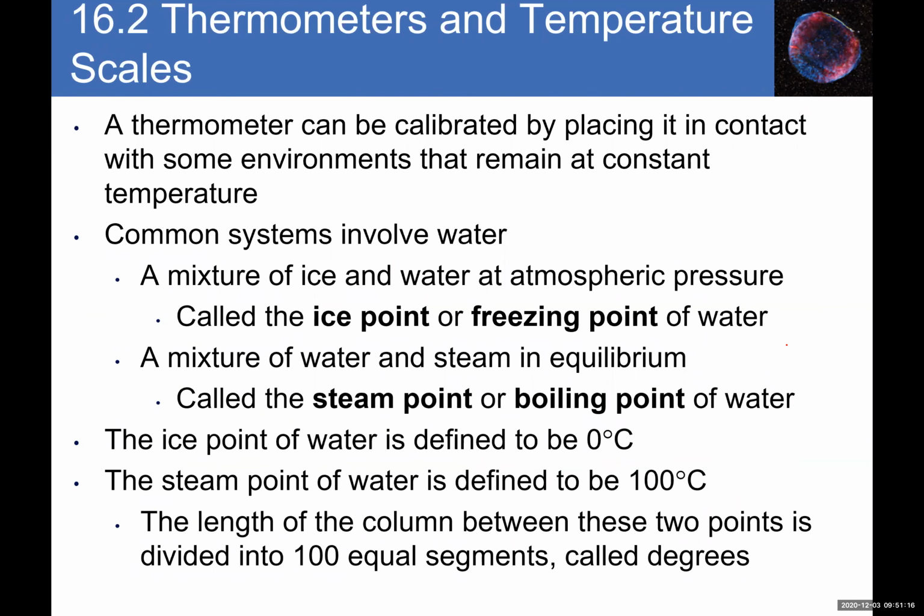All right. So you can see that the thermometer can be calibrated by placing it in contact with environments that remain at constant temperature. The common system involves water, since water is the most abundant substance on Earth, so most of the scales are based on it. For example, a mixture of ice and water at atmospheric pressure is called the ice point, or freezing point of water. The mixture of water and steam in equilibrium is called the steam point, or boiling point of water.